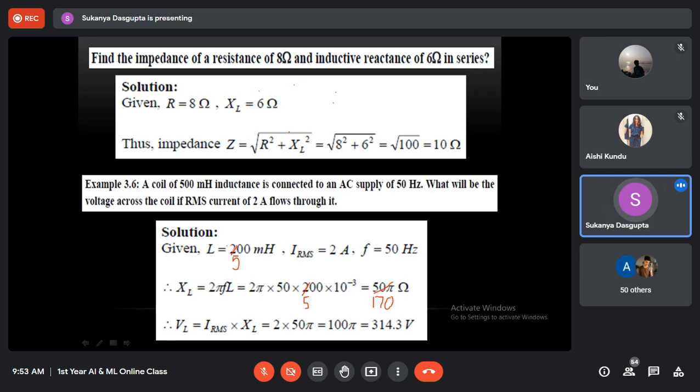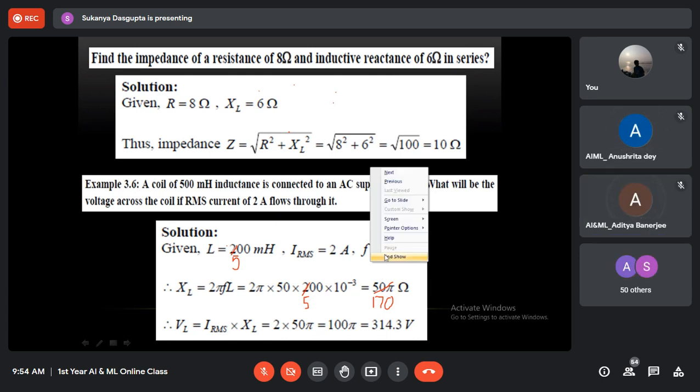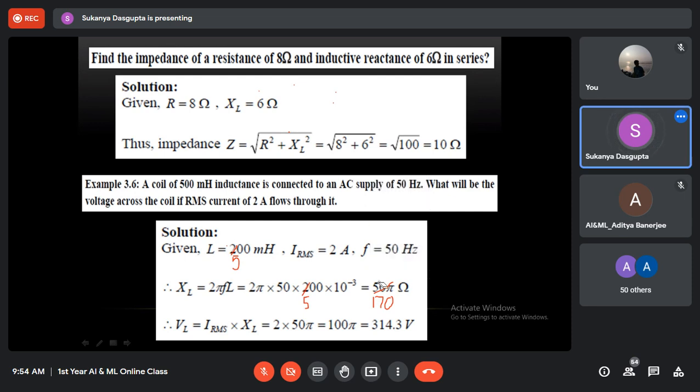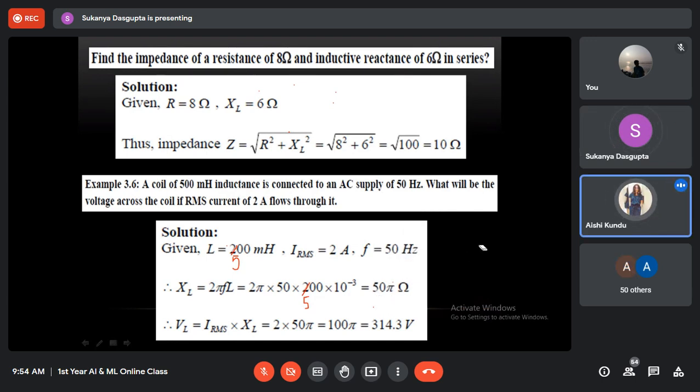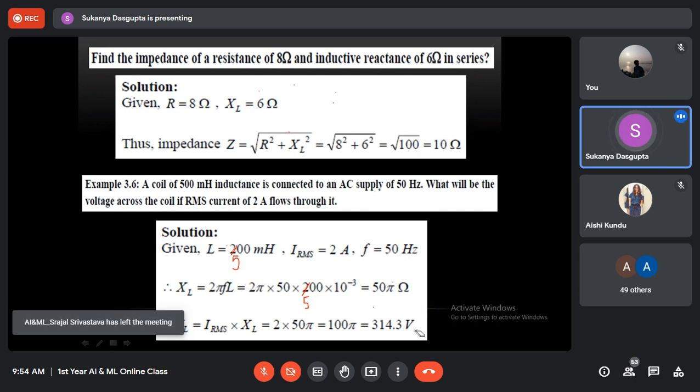Others, please calculate 2 pi into 50 into 500 into 10 to the power minus 3. It is 50 pi, right? Yes, ma'am, 50 pi. The final calculation is correct. The final answer is 50 pi only, but if we calculate 50 into 3.14, then it is coming 170. So with that XL, you calculate VL, that is 314.3 volt.